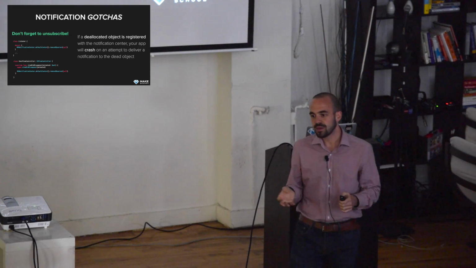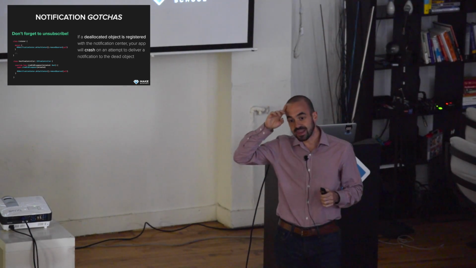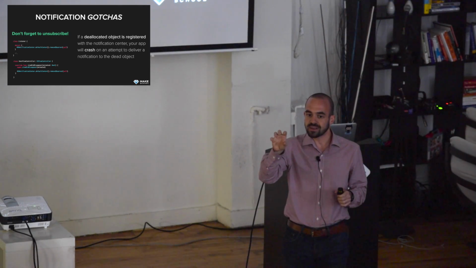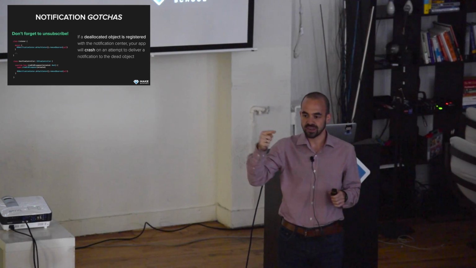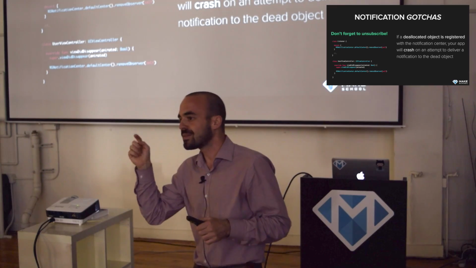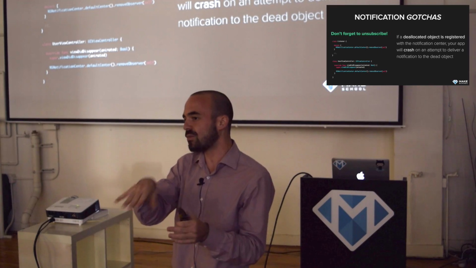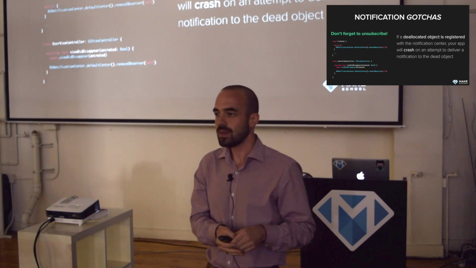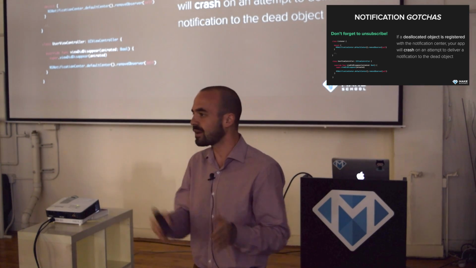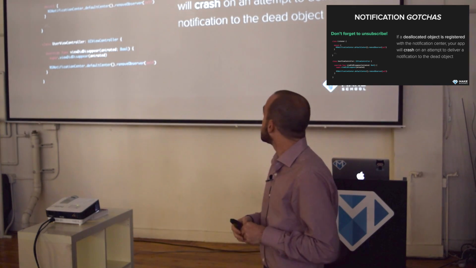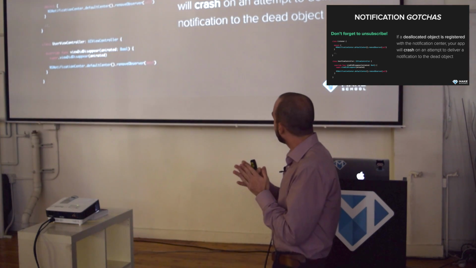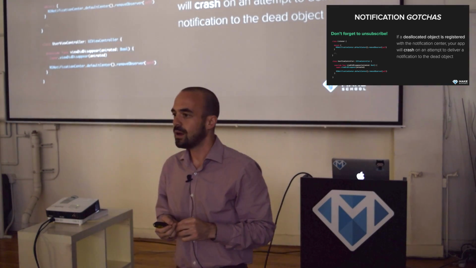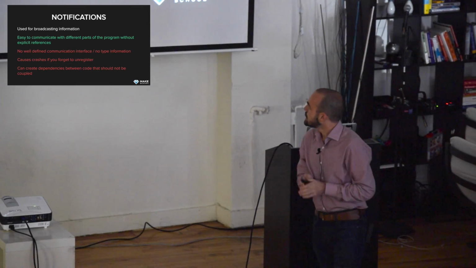Otherwise, what happens is the notification center will remember that you are still registered, but if your object is no longer in memory when the notification is sent, then the notification center will try to access dereferenced memory. And then your app will crash, because it will try to talk to an object that is no longer allocated, and that's bad. So that's a tiny drawback of the notification center, because it happens to a lot of developers that they forget to unsubscribe. But keep that in mind.